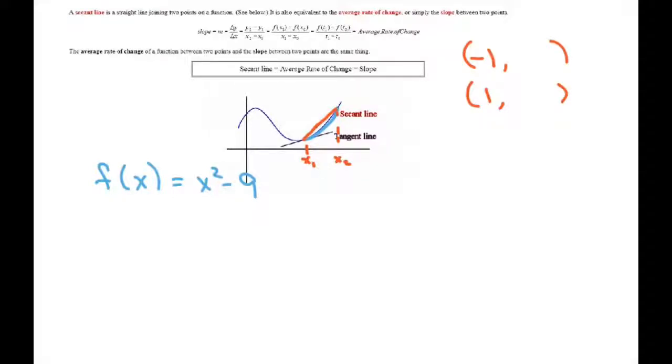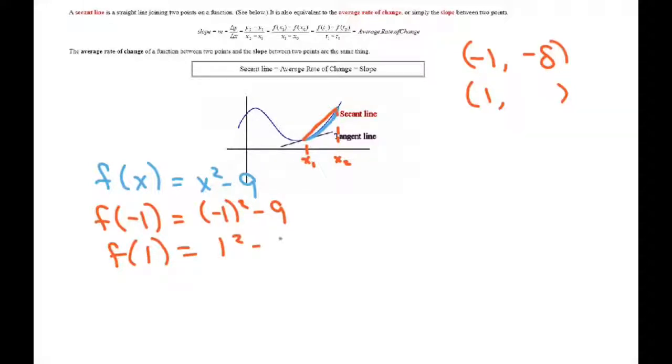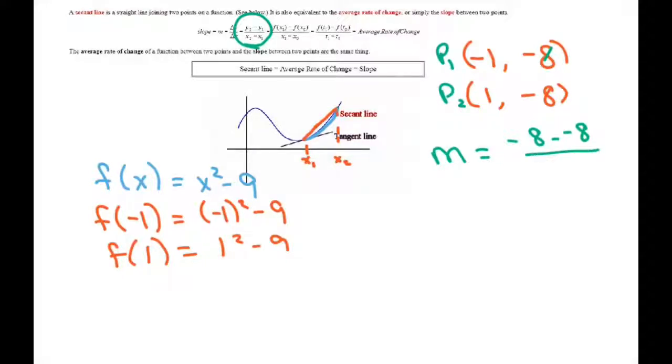And so let's plug in our -1. You plug in -1, you get -8. And if you plug in 1, you also get -8. So we have our two points, point 1 and point 2, and we'll just use the slope formula to get -8 minus a -8 and 1 minus a -1. This gives you 0 divided by 2, which is 0.